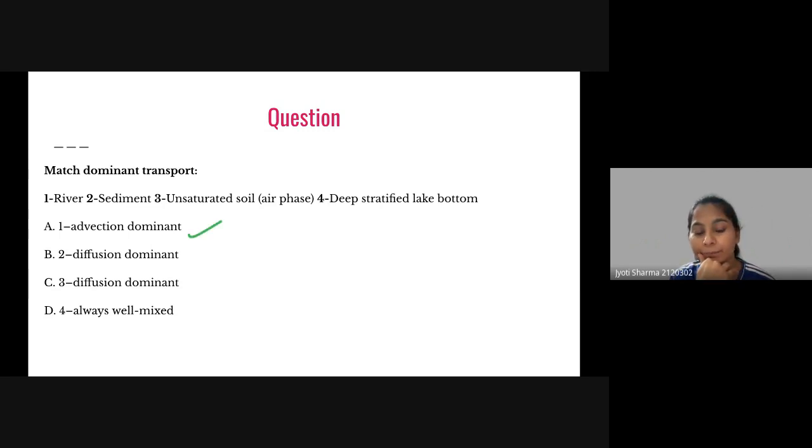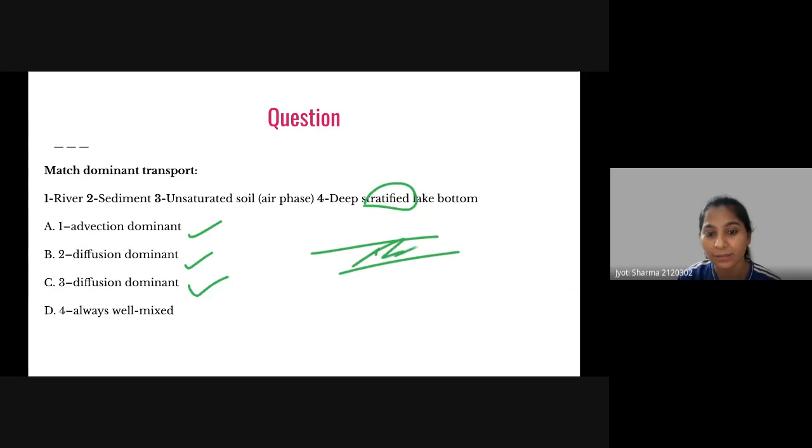For sediment, diffusion is more dominant than advection. This is also right. Coming to the unsaturated soil, diffusion is dominating over advection. This is also right. Deep stratified lake bottom, and this is saying that it is always well mixed. No, this is not well mixed. If we say it is stratified, then it means it is not mixing with each other. That's why it is making layers in the lake.